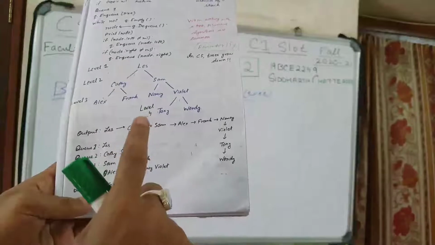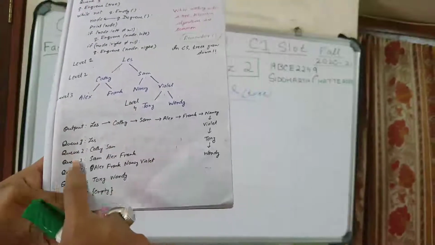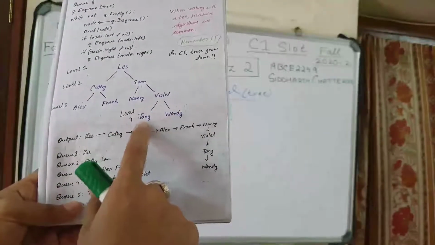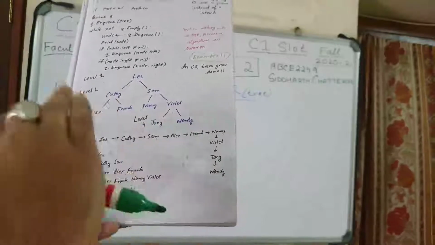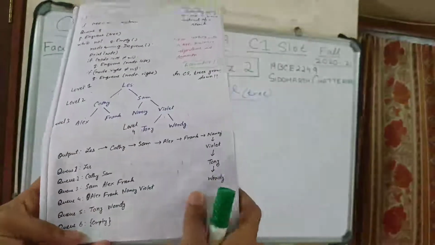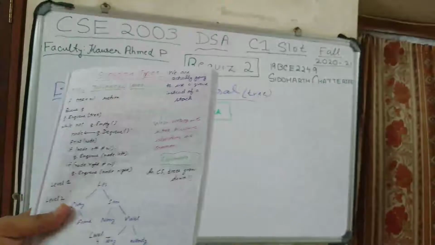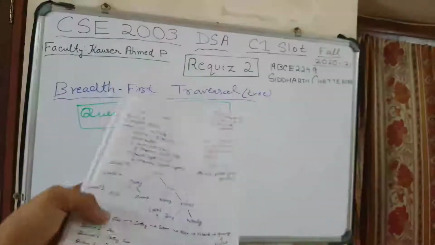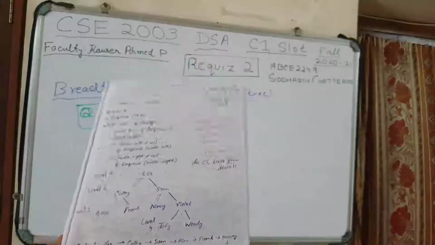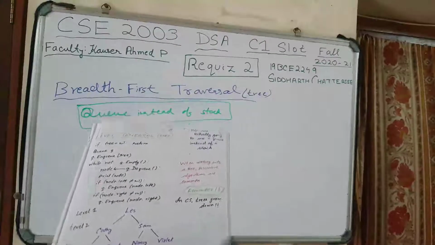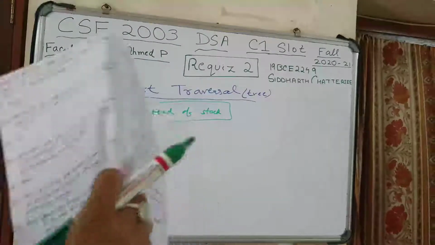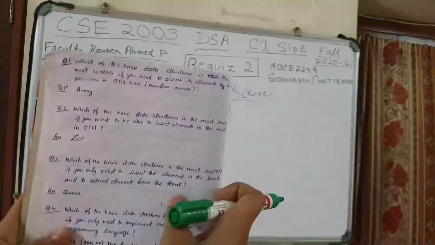First we do Les, Kathy, Sam, and after that, under Sam, it will be Alex, Frank, Nancy, Violet, Tony and Wendy. Level by level from left to right. This is how we queue it. And we have to remember that in such breadth traversal, recursive algorithms are quite common. And that's it. We had some questions. I wrote some questions which are hard.